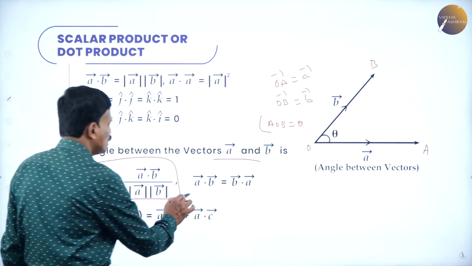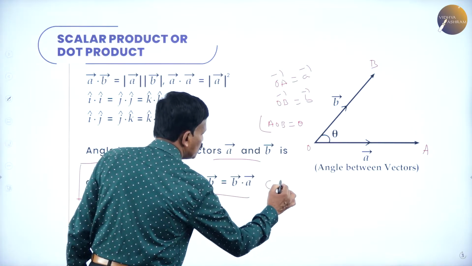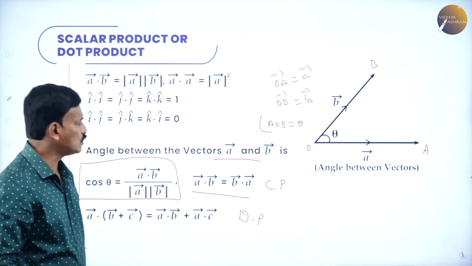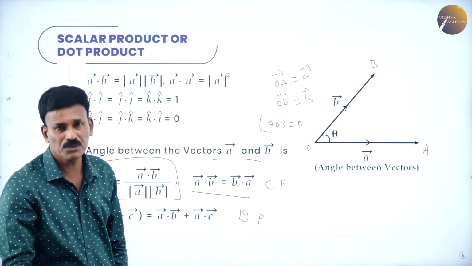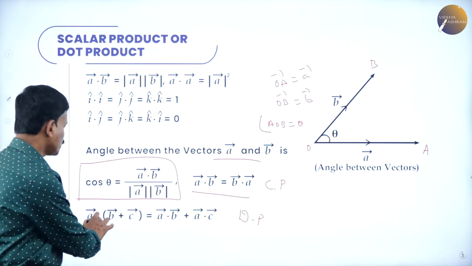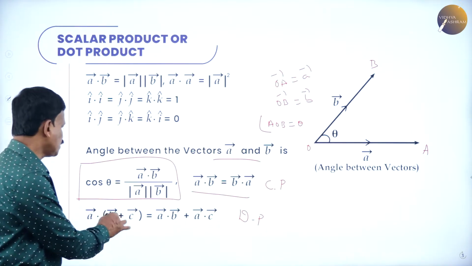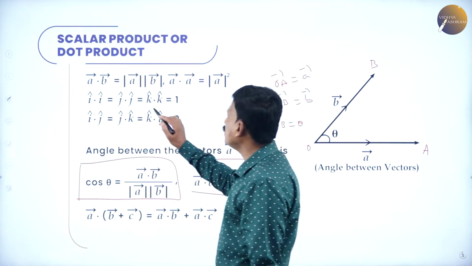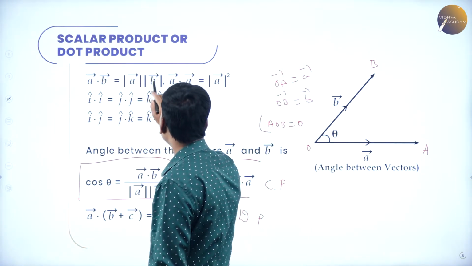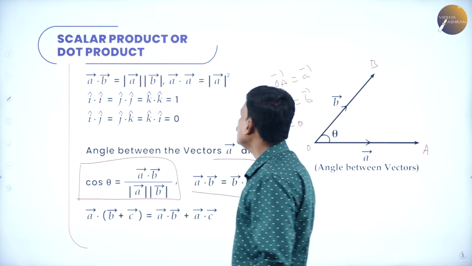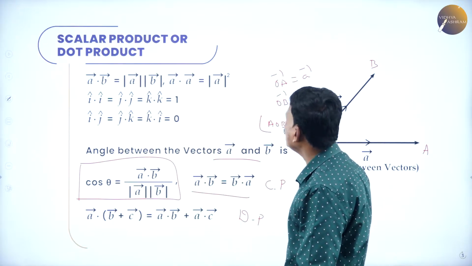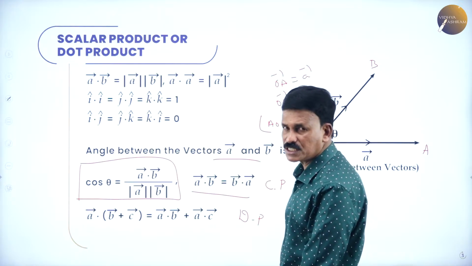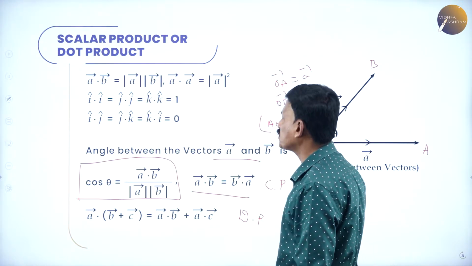These are the properties: the commutative property and the distributive property. A dot B is also equal to B dot A. The dot product is commutative, whereas the distributive property is A dot (B plus C) is equal to A dot B plus A dot C. Now A dot A can also be written as the length of A whole square.